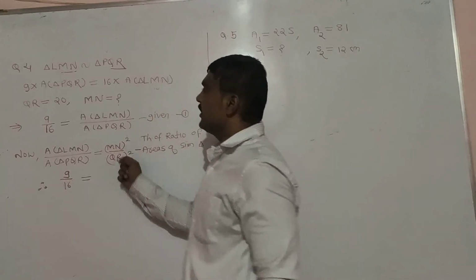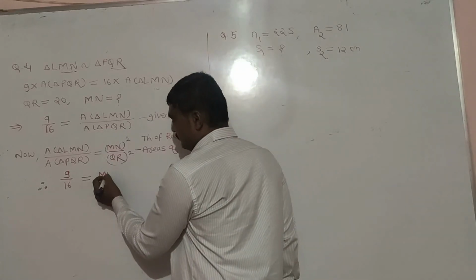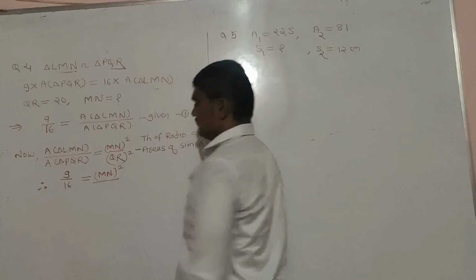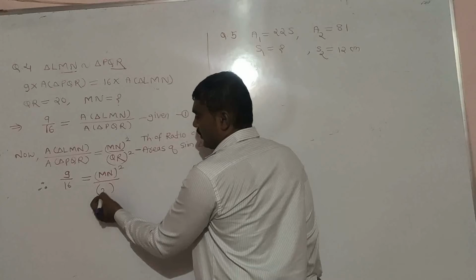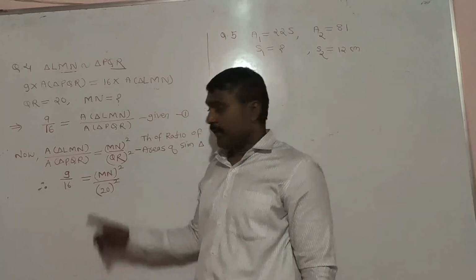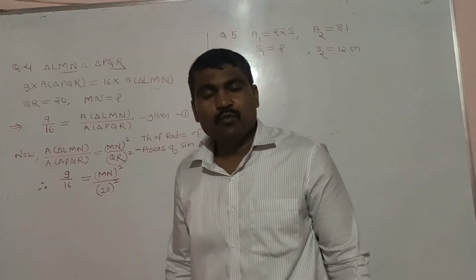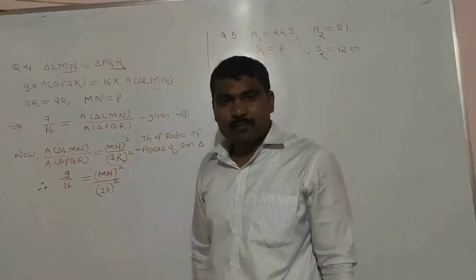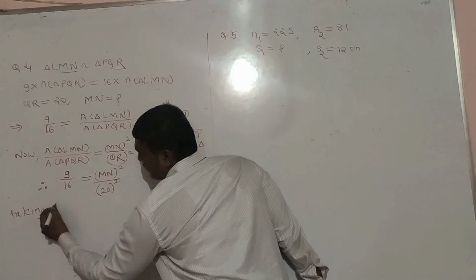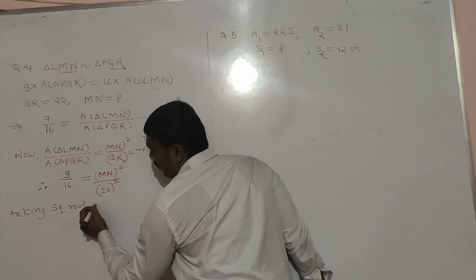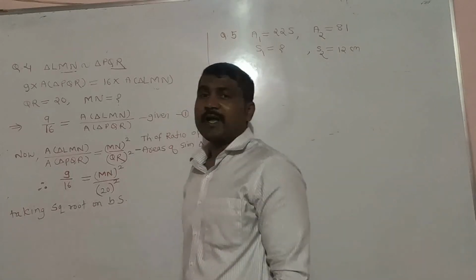On the RHS, what is MN? MN is to be found out. Square is there, don't change it. What is QR? QR is given as 20. So put the value 20. Square is already there. We have to find the value of MN. How can you remove the square first? By taking square root we can remove it. So I am writing taking square root on both sides. Take square root on both sides. Square root of 9 is 3.